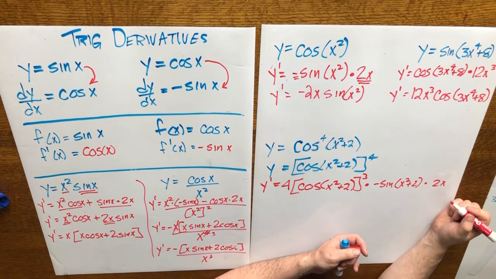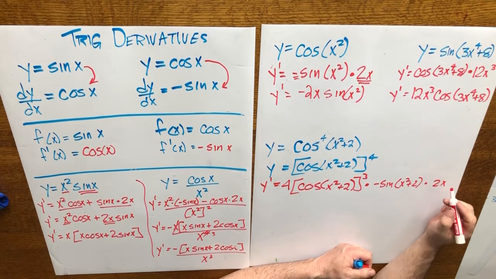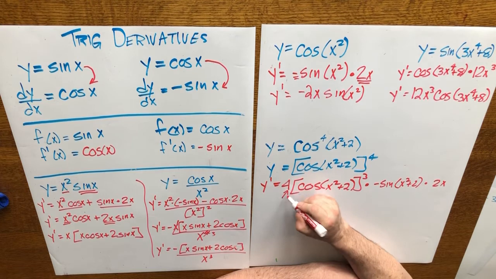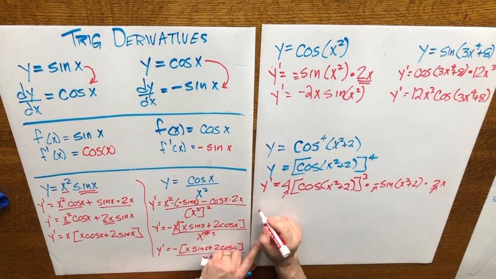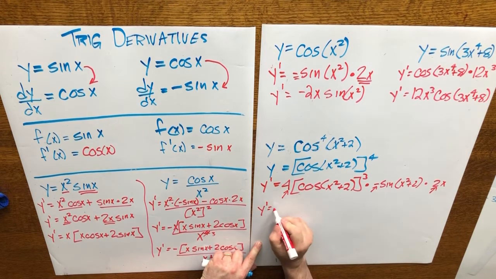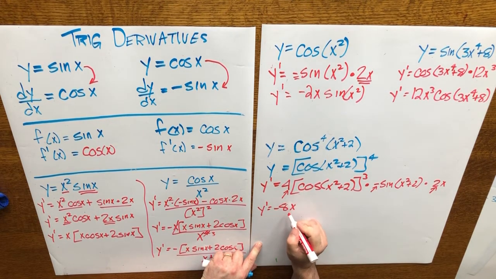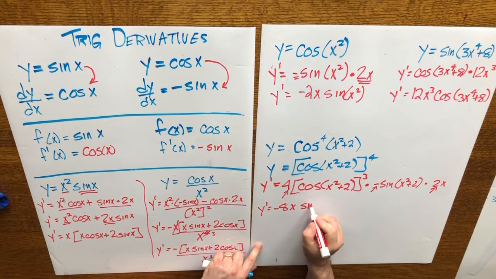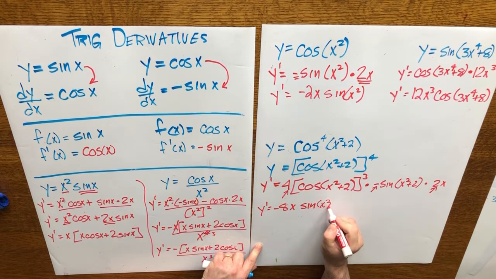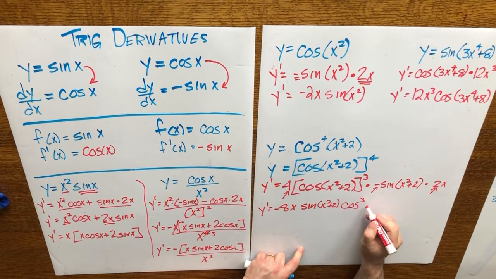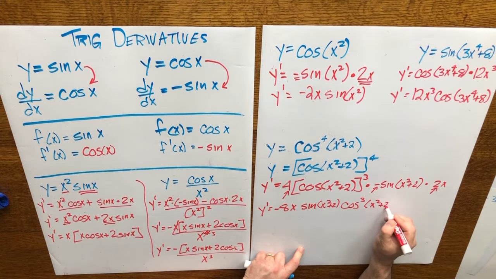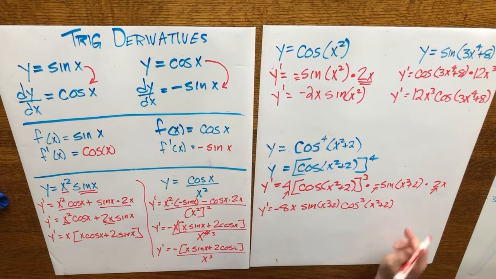So we're going to rearrange this from the least complicated to the most complicated. So you're going to see the algebra. We've got a 4, a negative sign, and a 2x. I'm going to put that all in front. Y prime equals negative 8x times the sine of (x squared plus 2) times the cos cubed, now putting it back in its original form, (x squared plus 2). So that's the derivative of that complicated expression using the chain rule and taking the derivative of the argument.